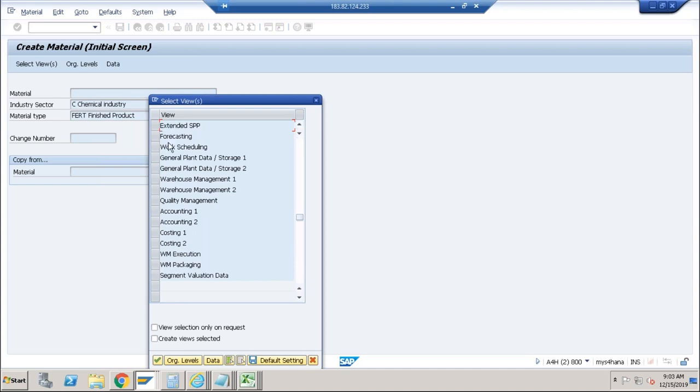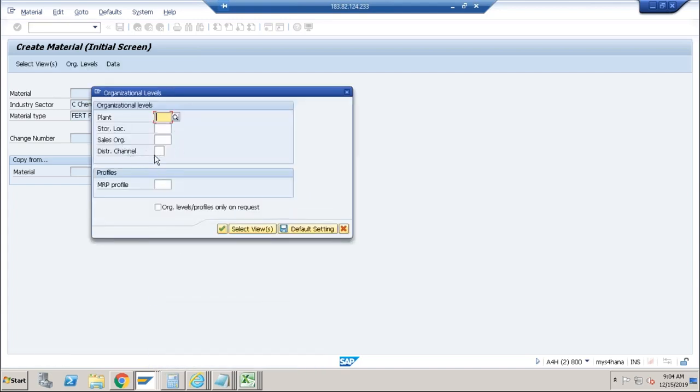Then general plant data and storage location data would be required in order to store that material. Accounting will be required for valuation purposes. Costing will come automatically when we perform CK11N, so even if you're not maintaining it, it is fine. Just click OK and provide your information, like for which plant, which storage location, and which sales organization you are creating all these things.